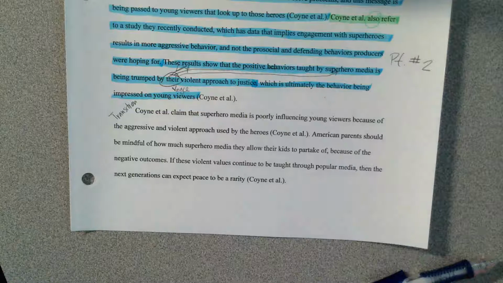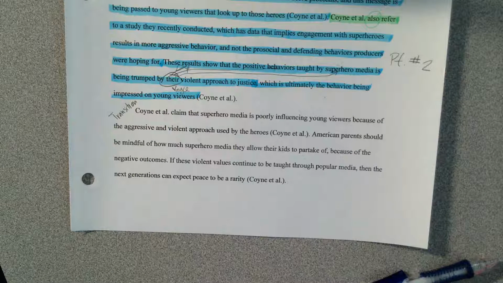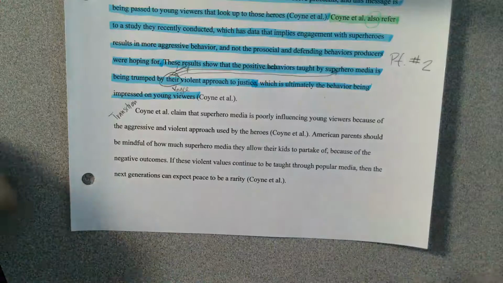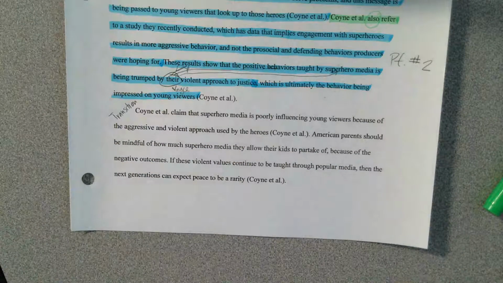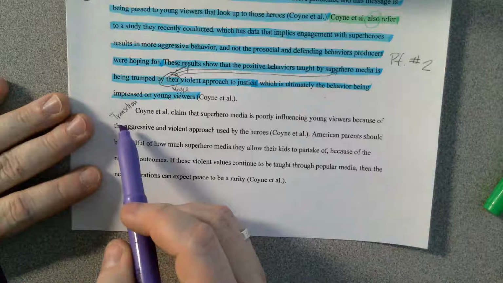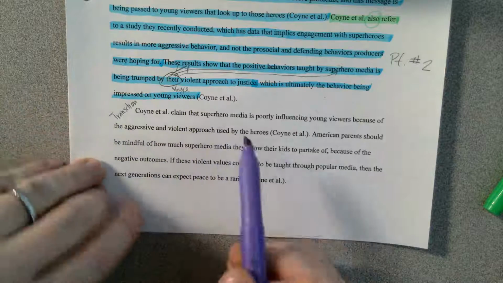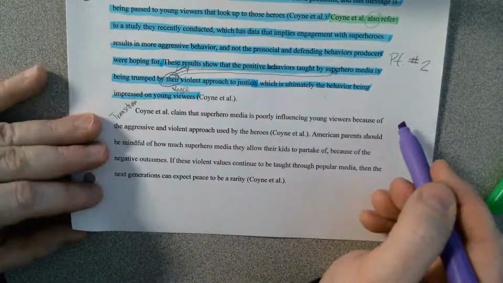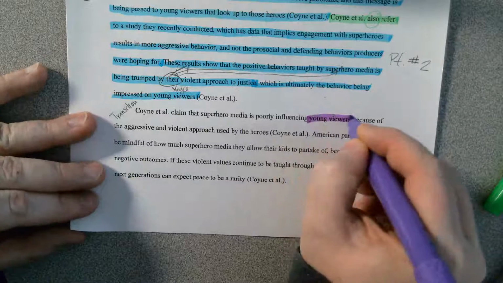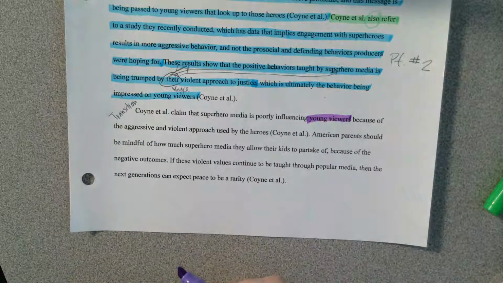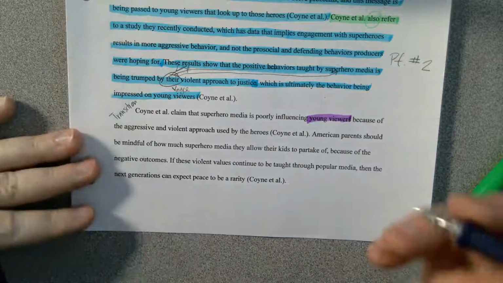Remember, the conclusion has 3 parts, and they can be in any order. So let's try to identify those 3 parts. The first one, and I would have loved some transition here: Coyne et al. claim that superhero media is poorly influencing young viewers. So I'm seeing right here that we've identified 1 who cares, right? And I'm looking for 2 specific who cares, right?